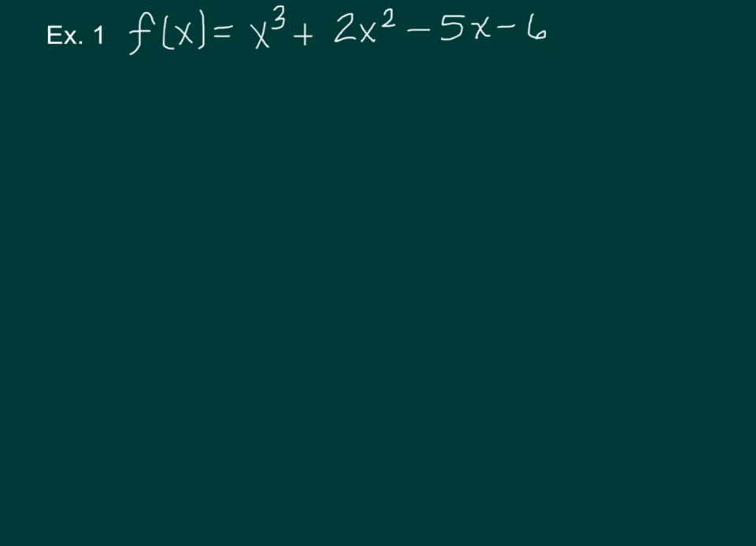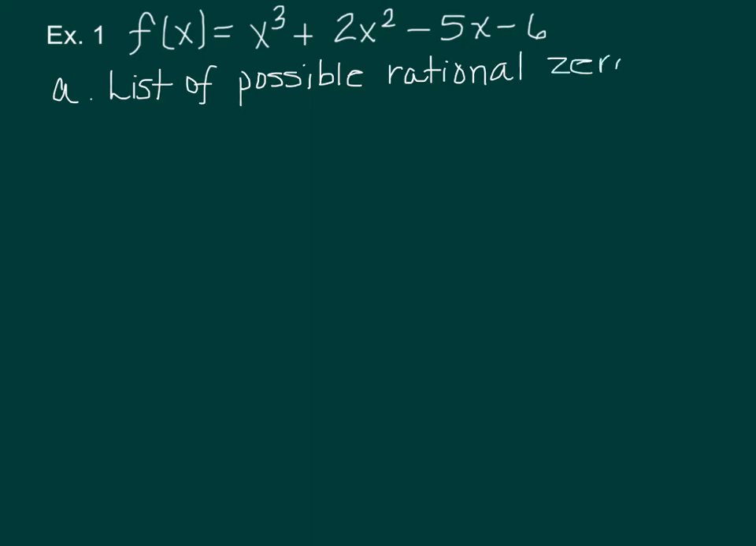Okay, for example 1, we're given this function. And for part A, we're going to make our list of possible rational zeros. Remember, a rational number is a number that can be written as a fraction. All right, to make your list, remember you look at two things: your constant and your leading coefficient.